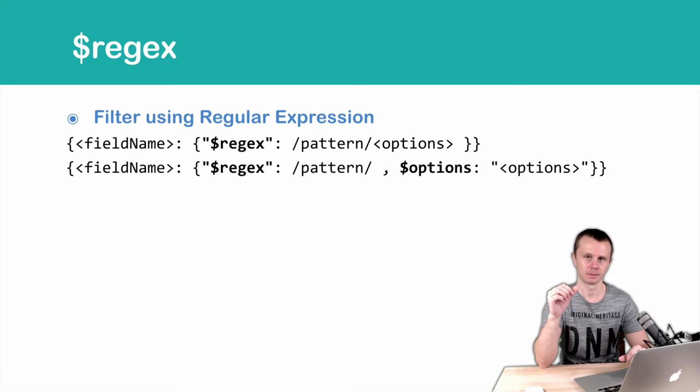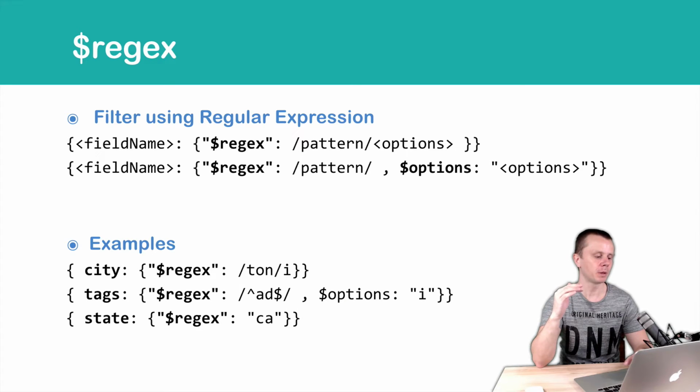the values. Syntax is the following: field name, then regex operator, and then pattern with options. Pattern is usually placed between slashes. Options may be placed immediately after the pattern or separately using options operator, like in the second line. Let's look at the examples.